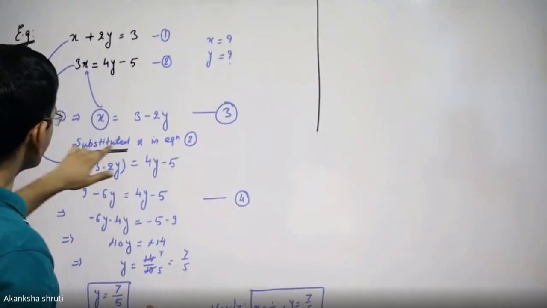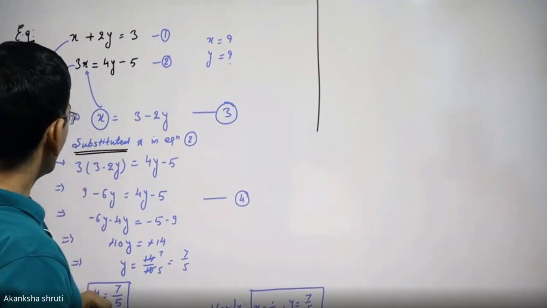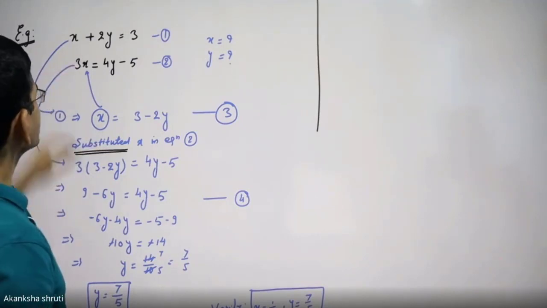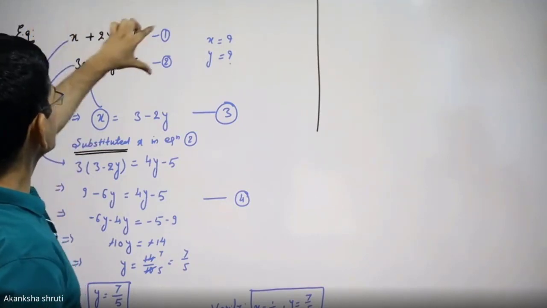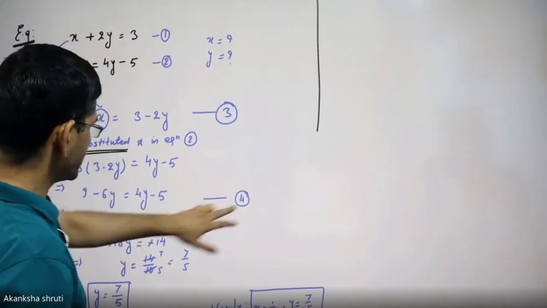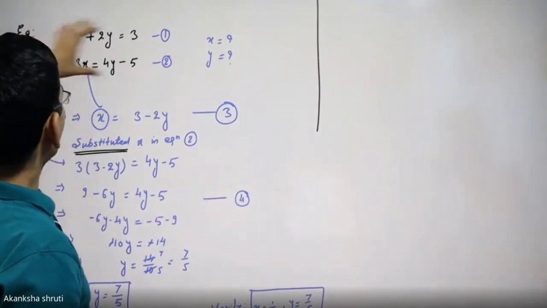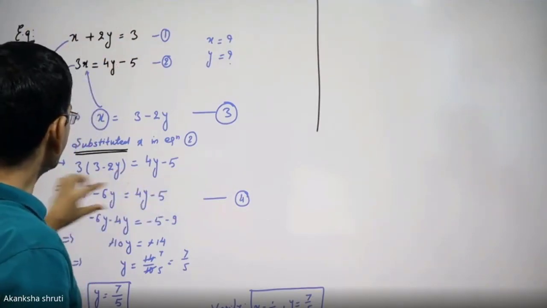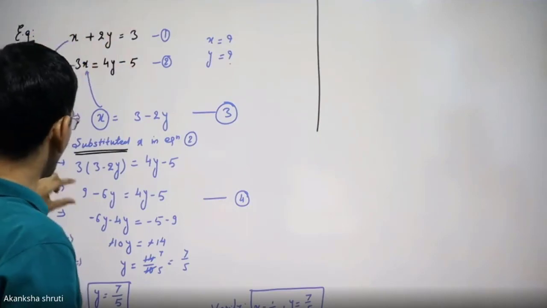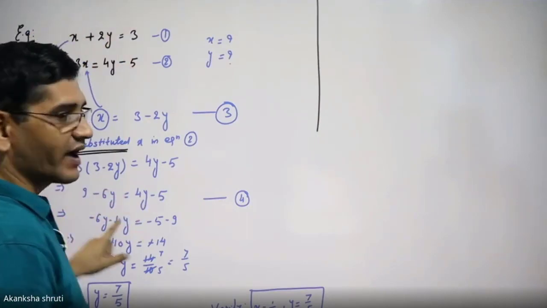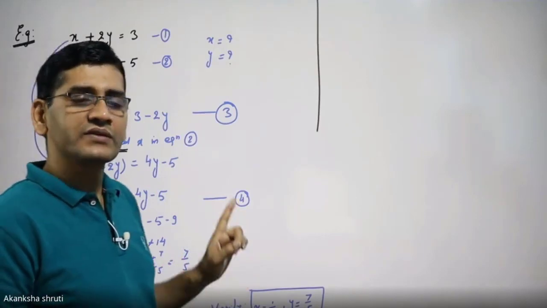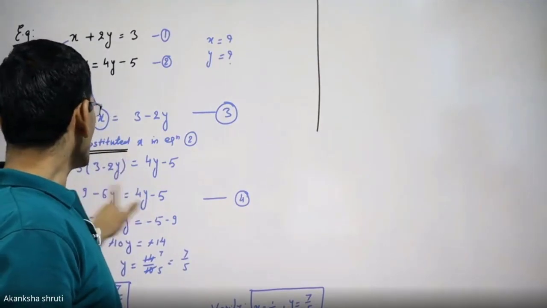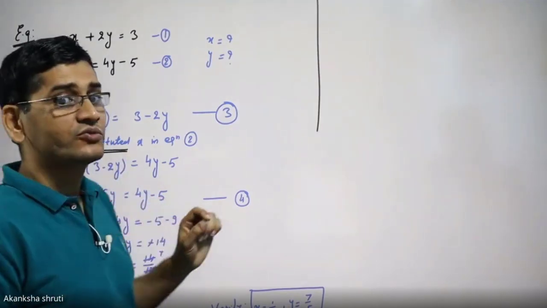Student, by substitution, what are we getting? By substitution, we are eliminating or removing one of the variables. Just observe the first two equations in the question and equation number 4. In the first two equations we have two variables, but equation number 4, which is the combination of the first two equations, has one variable. So many a time this method is also called elimination of variable by substitution. Keep in mind.